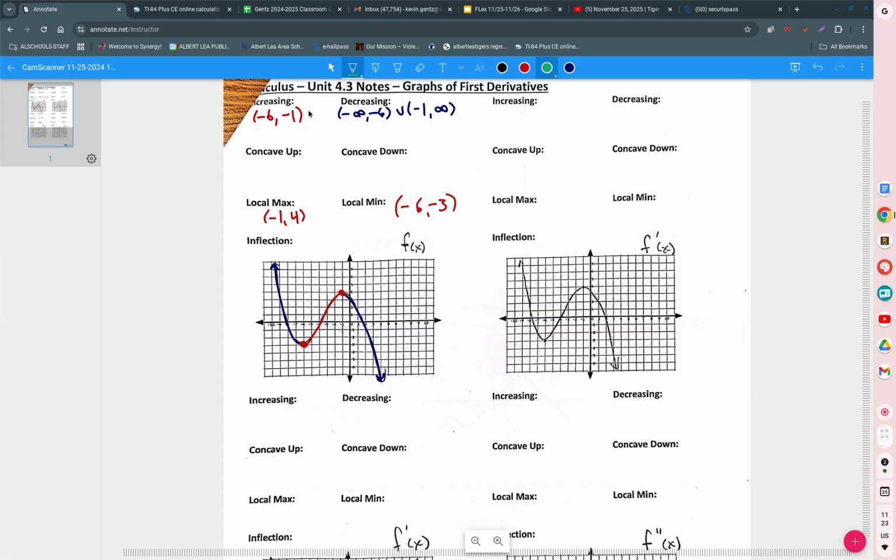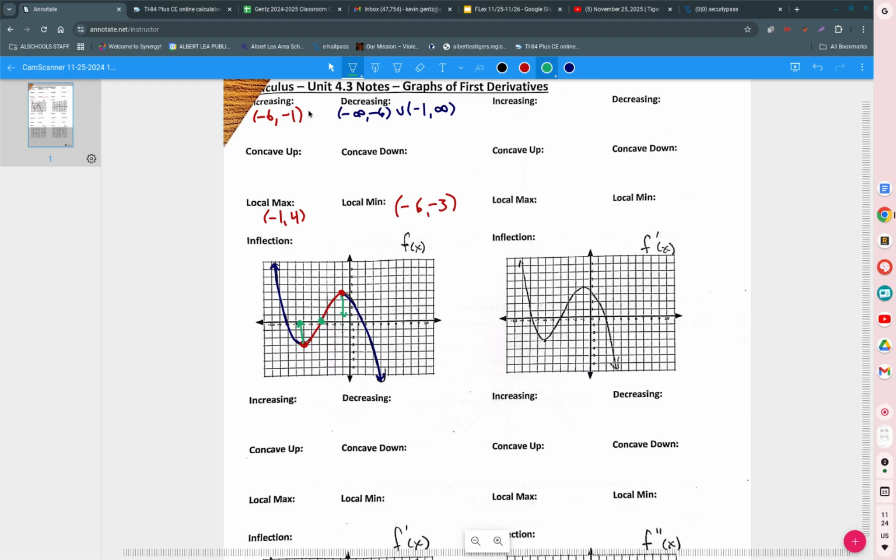Evie, you want to be my helper here? You tell me when it changes from concave up to concave down. So, Evie, this would be concave up. This would be concave down. When does it seem to switch from a parabola going up to a parabola going down? Now.